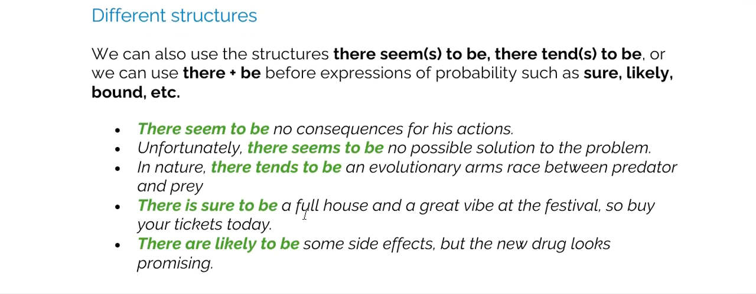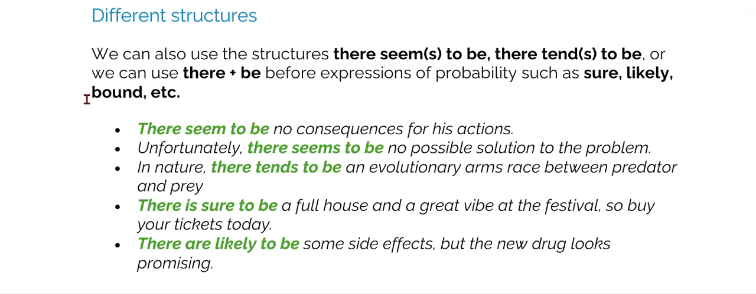We can also use there as a preparatory subject in phrases like there seem or there seems to be, there tend or tends to be, there are sure, there are likely, and so on. For example, there seems to be, there tends to be, there is sure to be, there are likely to be, to talk about the different levels of likelihood or probability in the English language.